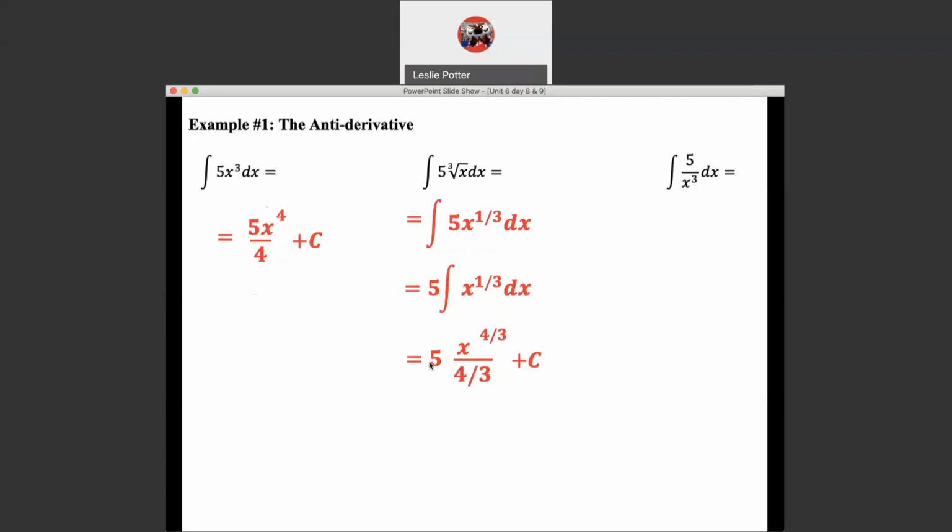Okay, so now we can kind of clean this up. We know dividing by 4/3 is the same as multiplying by 3/4. So if we multiply by 3/4, we're going to have 15 over 4, x to the 4/3 plus c.